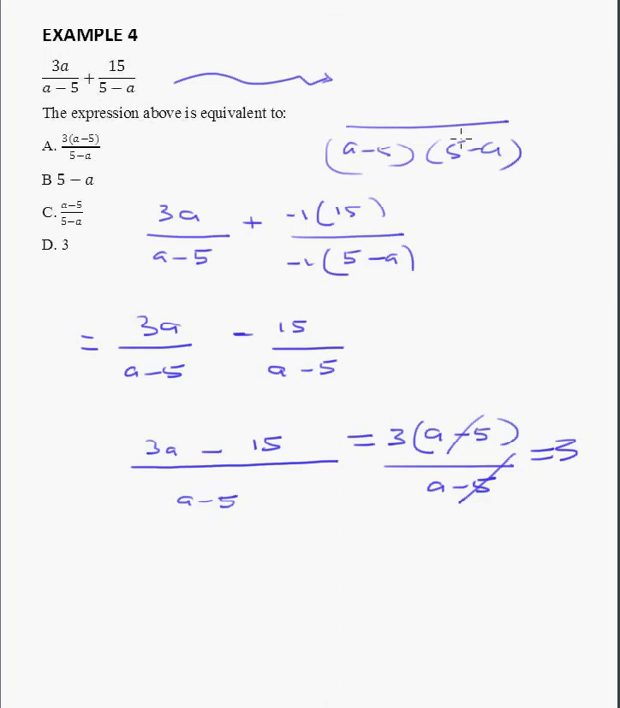But I wanted to use this to show you that you can easily multiply both the 15 and the 5 minus a to restructure the denominator to be the same.